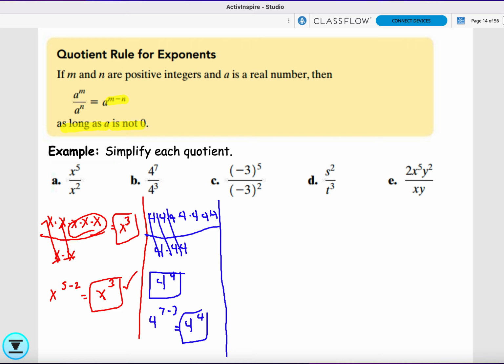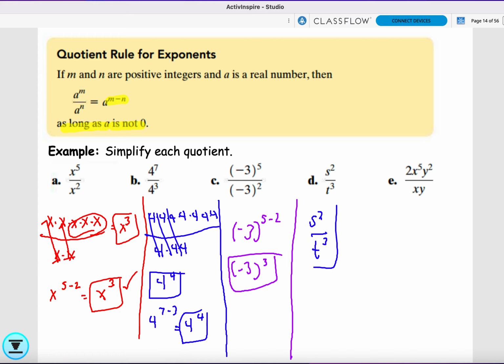Since we know the formula works, I'm just going to go ahead and stick to the formula. So then for C, we have negative 3 to the 5 minus 2, which is just negative 3 to the 3rd power. So we subtracted 5 minus 2. Notice in D, it stays the same because we cannot subtract these two since they are different bases. So we're done with D.